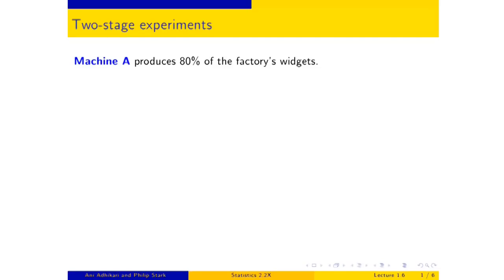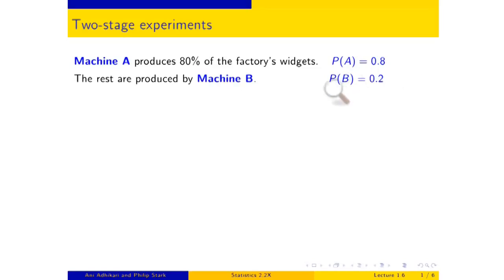So you've got a factory and it's got two machines, and machine A produces 80% of its output. And so if you pick one of the widgets at random, then the probability that it is produced by machine A is 0.8. The remainder are produced by machine B. So the probability that your randomly picked object is produced by machine B is 0.2. Okay, so that's the first stage. This object is produced by one or the other machine.